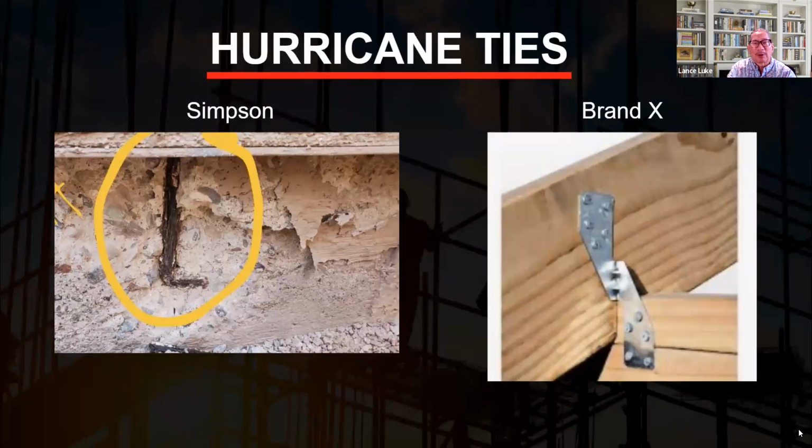Now let's talk about hurricane ties. Hurricane ties, as you know, are these metal connectors. If you look at the photo on the right, that's a hurricane tie. It connects the top roof rafter with the bottom plate. And so in case of a hurricane, the roof doesn't blow off. Okay, it's still connected to the house.